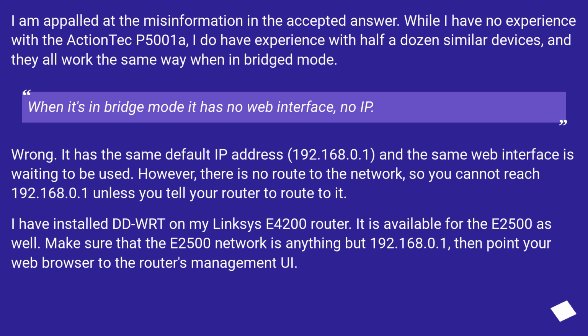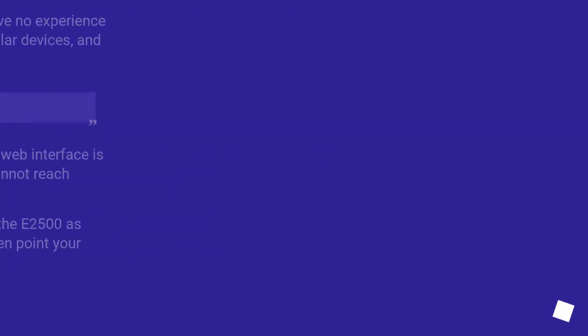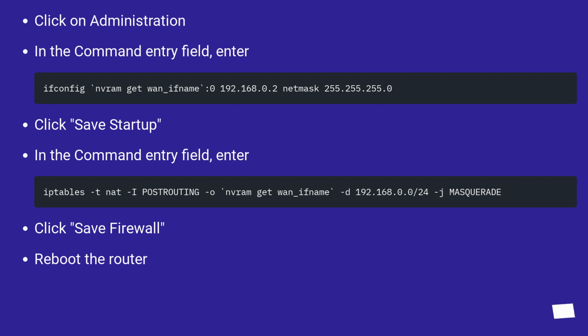Make sure that the E2500 network is anything but 192.168.0.1, then point your web browser to the router's management UI. Click on Administration. In the command entry field, enter the first command. Click Save Startup. In the command entry field, enter the second command. Click Save Firewall. Reboot the router.